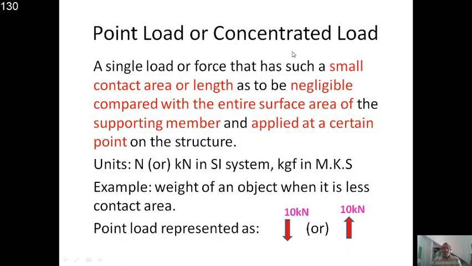So the first type of load is a point load or concentrated load: a single load or force that has such a small contact area or length as to be negligible compared with the entire surface area of the supporting member, and applied at a certain point on the structure.